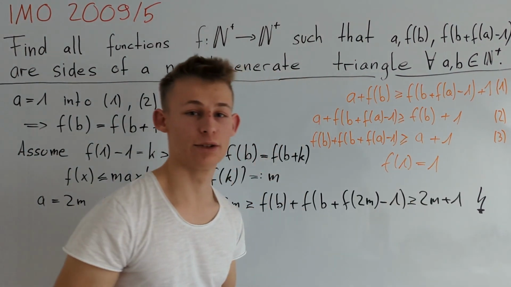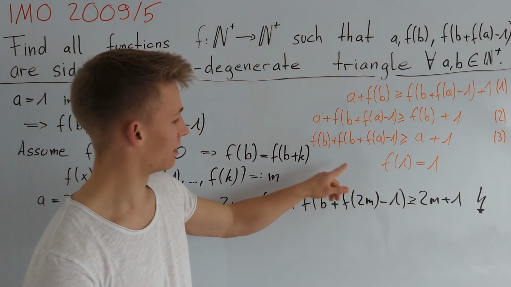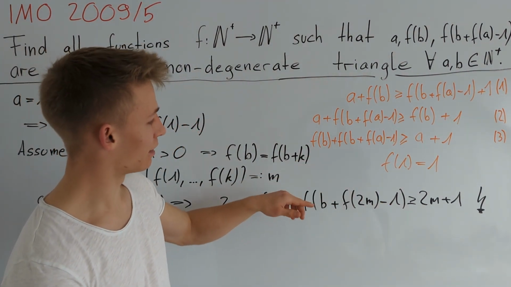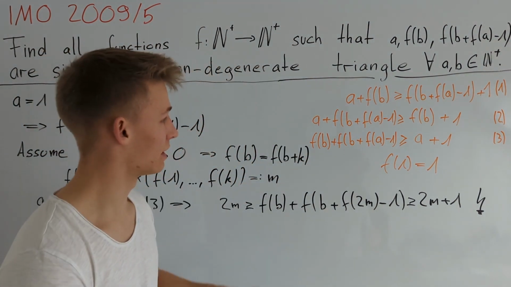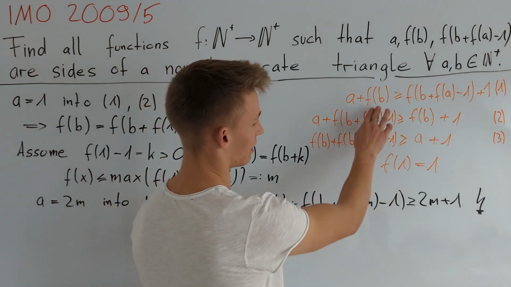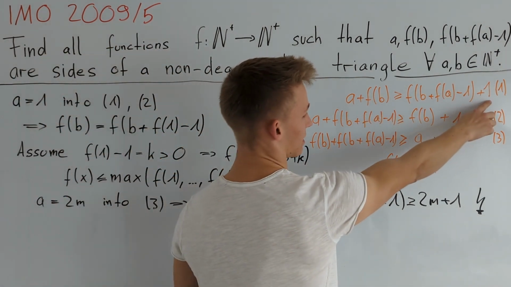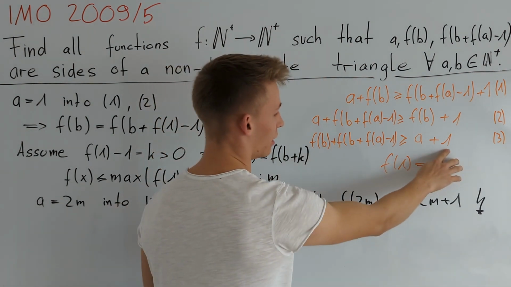Now we can do the same thing as in our first step, because we can now plug in b equals 1, and then we also have that f of b must be equal to 1. But this time we use inequalities 1 and 3, and here we also see again that f of 1, which is equal to 1, cancels out with the 1 on the right hand side, and the same happens in inequality 3.